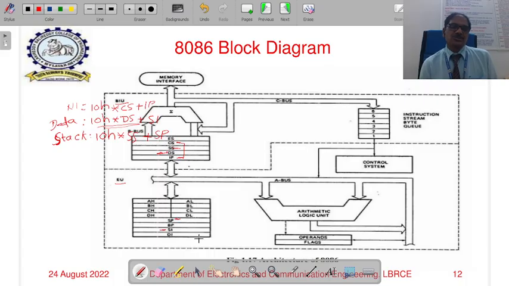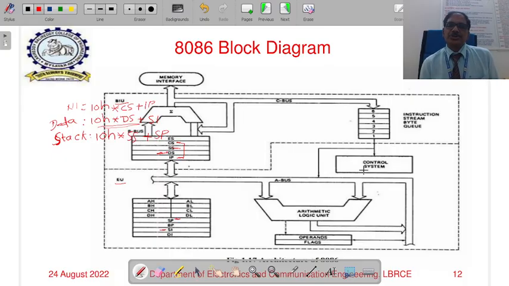Along with that, the other four registers present are the stack pointer, base pointer, source index, and destination index. The base pointer, source index, and destination index will hold the offset address of the memory where data can be retrieved or stored, with the help of this offset address along with either the data segment or extra segment register contents. That is the use of these registers. We have already discussed the special functions of the general purpose registers in the previous class. Just remember that. Next comes the control unit part.